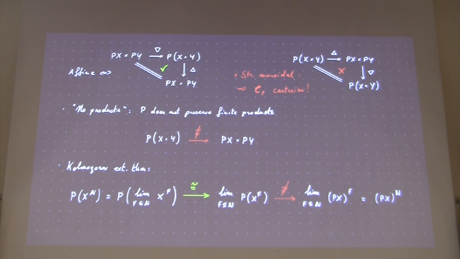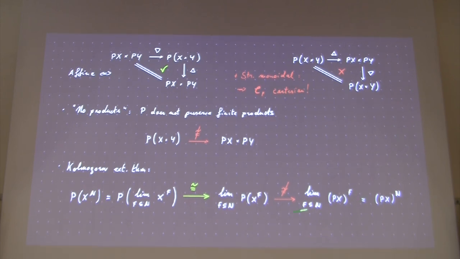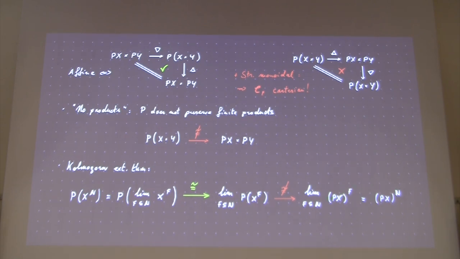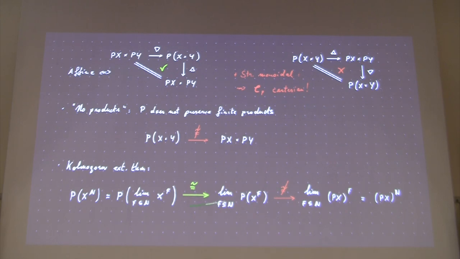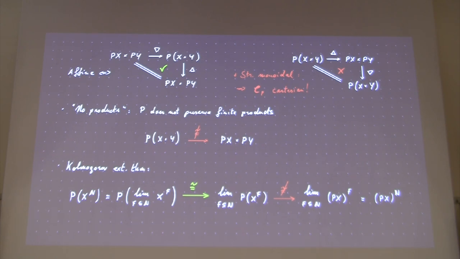In other words, there are interactions, stochastic interactions, correlations, that prevent this map from being an isomorphism. So the product of finitely many things is not the same as this. However, once you go to infinite, you don't get any extra correlations. There's no such thing as an infinitary correlation.